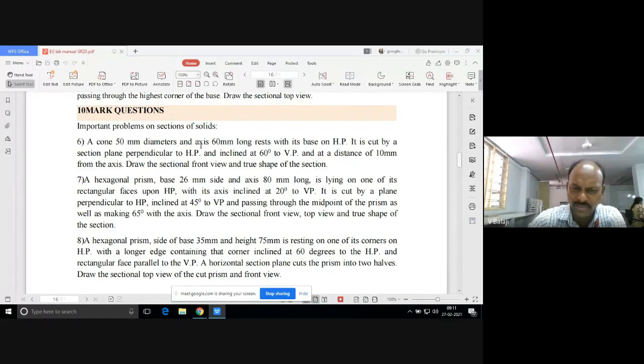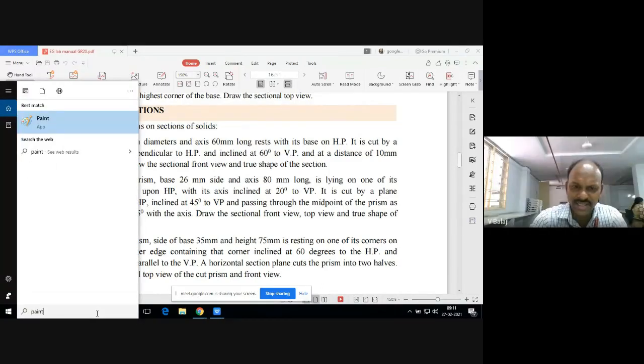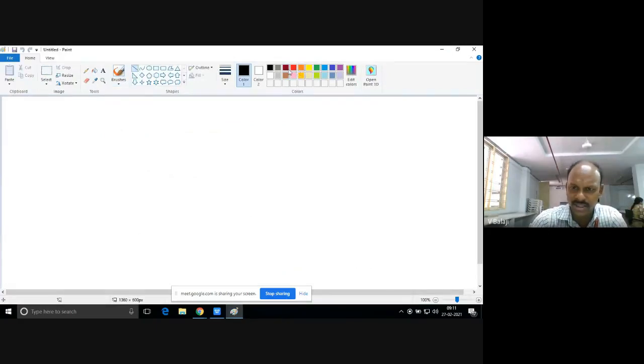A cone 50 mm diameter, axis 60 mm long, rests with its base on HP. Now in this case, tell me where you will get the true shape. Don't confuse the true shape I am telling now. In ordinary projections, for a cone, the circle is the true shape. The true shape of the sectional view is different. Don't get confused. Now, a cone resting with its base on HP, what is the top view you will find? Circle. Simple questions I'm asking, respond immediately so that we can finish the problem within a short time.